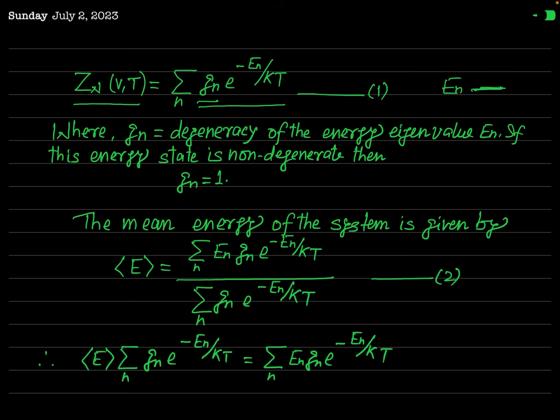Okay. Now for getting the value of the root mean square fluctuation, you have to find the mean value of energy and the mean square value of energy.